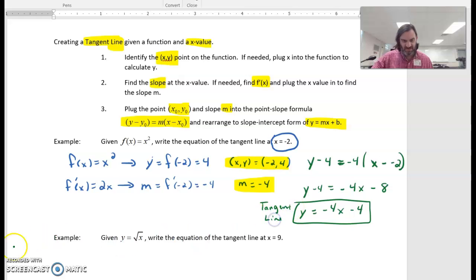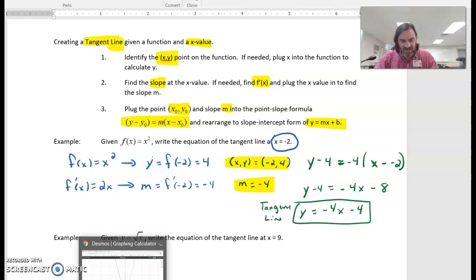Okay, I'm going to pause the video and pull something up real quick so you can see it. Okay, so we have the function x squared that goes through the point -2, 4. And we decided the slope was -4 and the tangent line was y equals -4x minus 4.